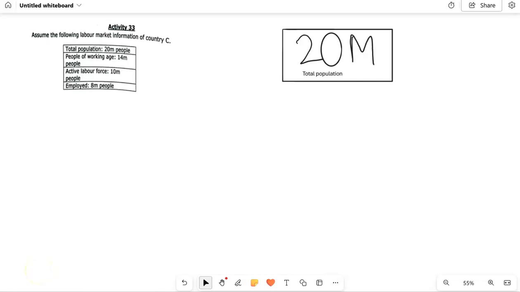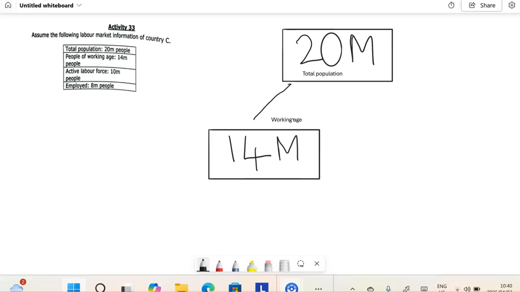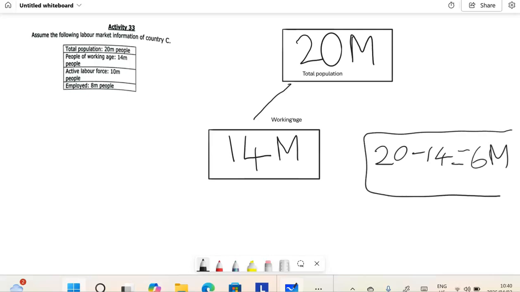Number two, when we look at our table again, we can see that they also gave us the people of working age, and that number is 14 million. Now, with the information that we currently have on our screen, we can calculate the number of those who are too young or too old to work. So the calculation is going to be 20 minus our 14, and the answer there is going to be 6 million people.